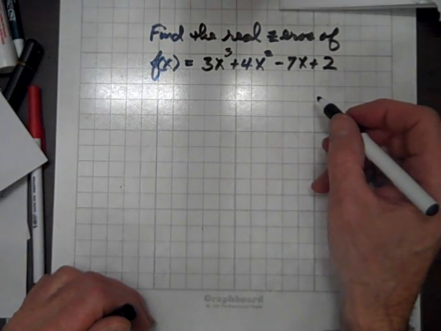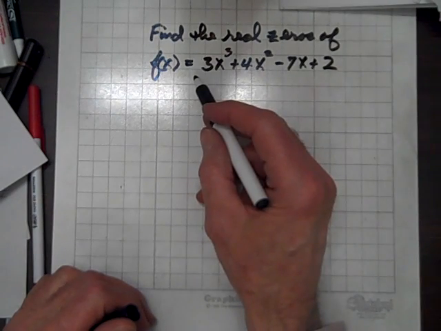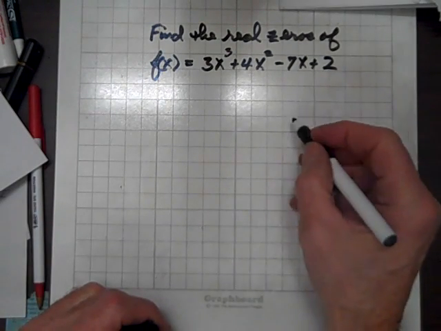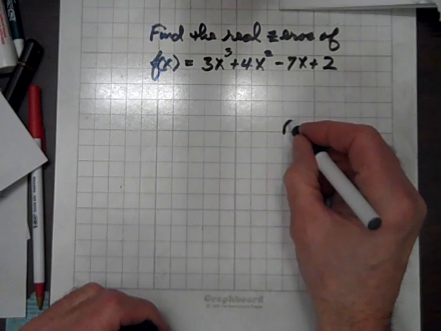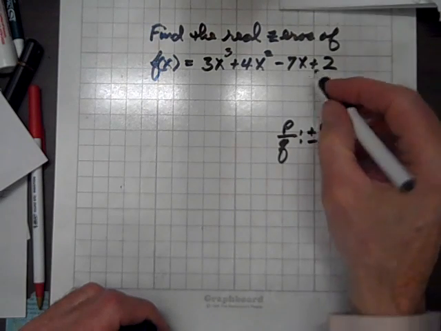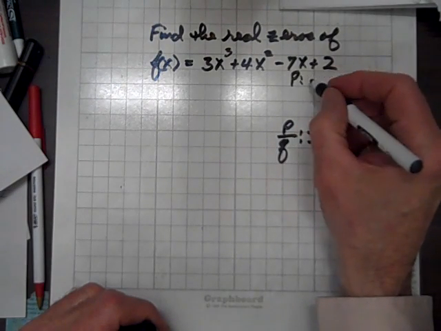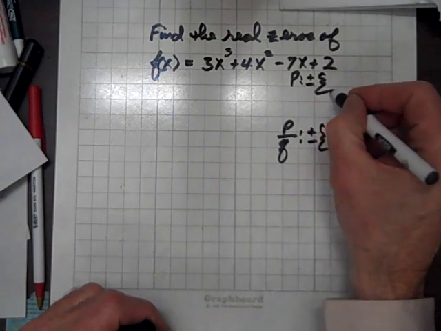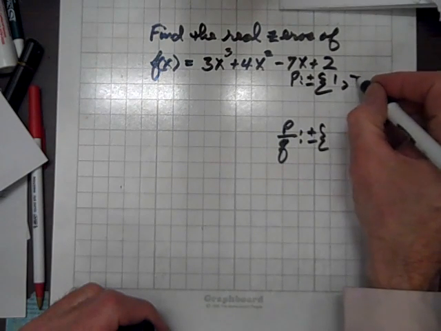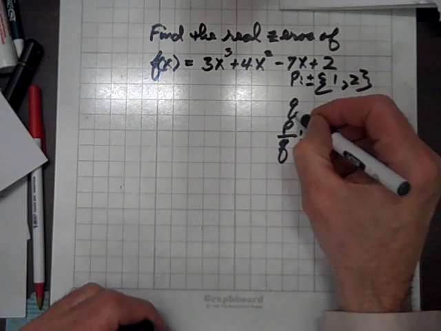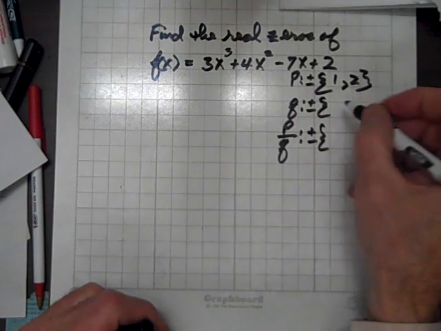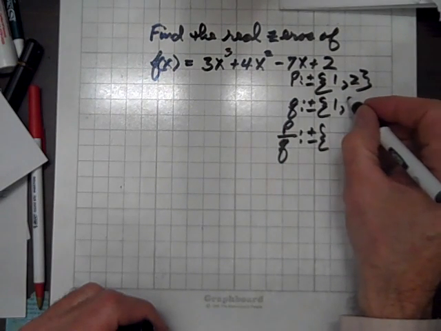And we know by the rational zero theorem that if a polynomial has rational zeros, any rational zeros, they will be of the form p over q, where p is a factor of the constant term, which is 2, so the factors of 2 are 1 and 2, and q is a factor of the leading coefficient, which is 3, and the factors of 3 are 1 and 3.